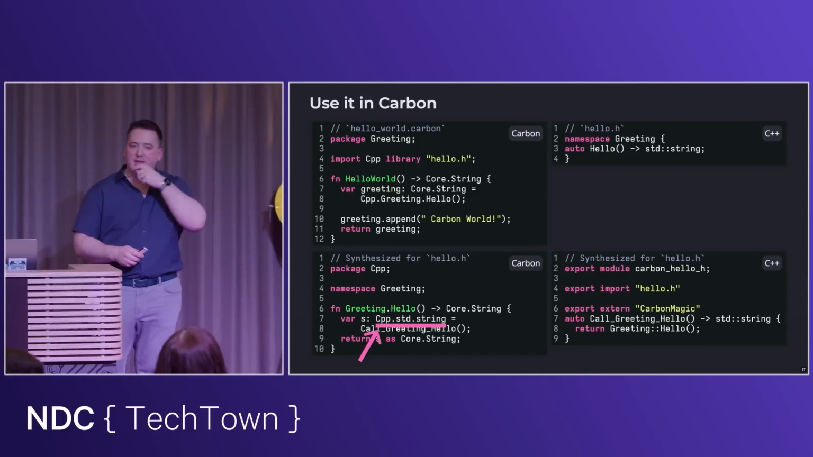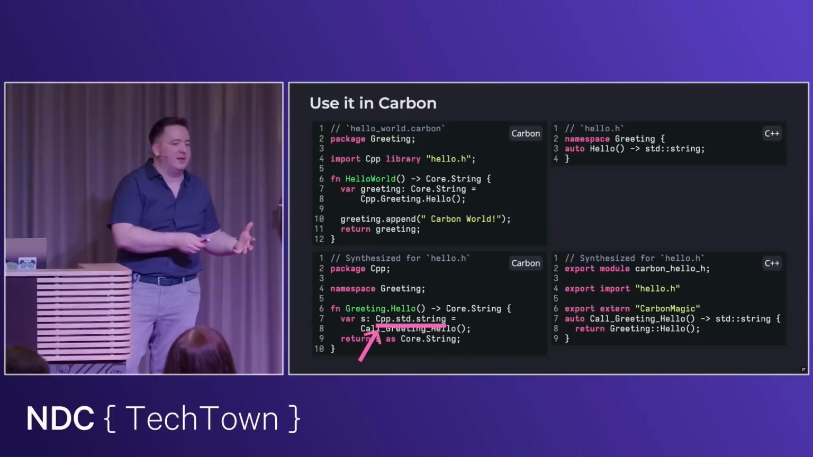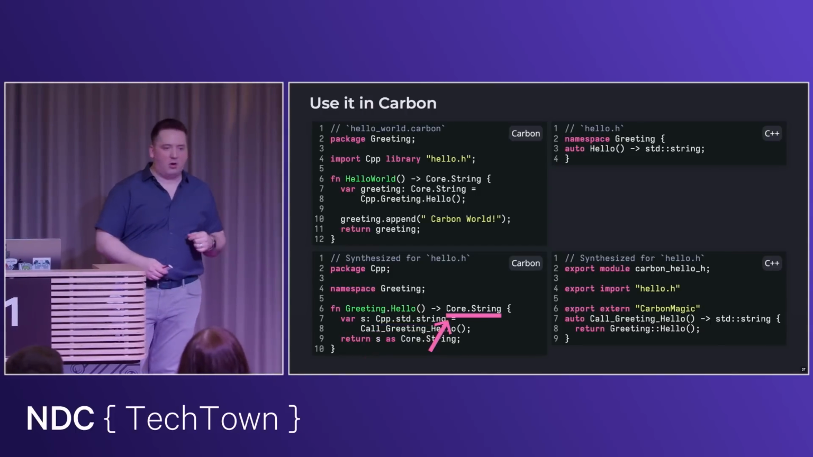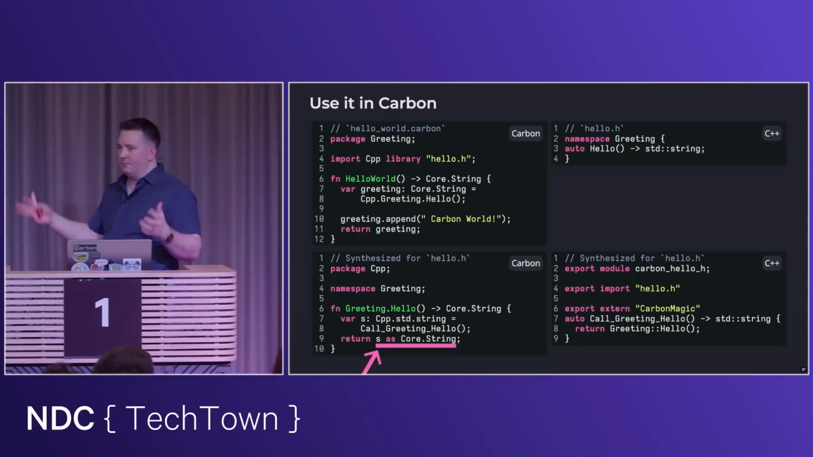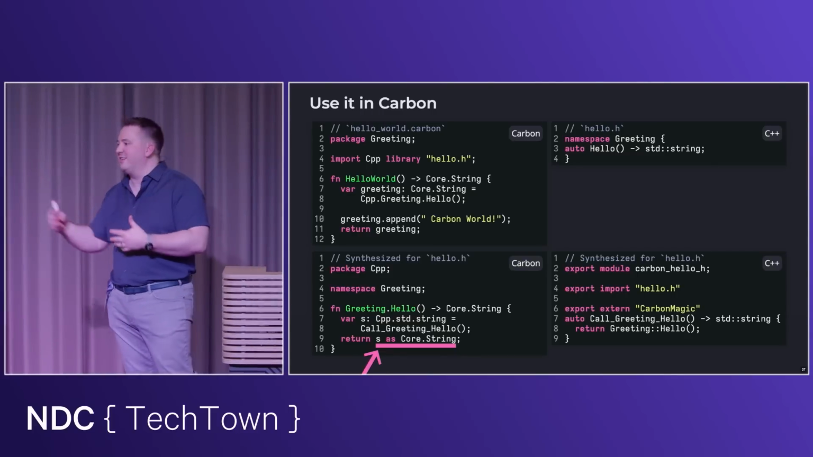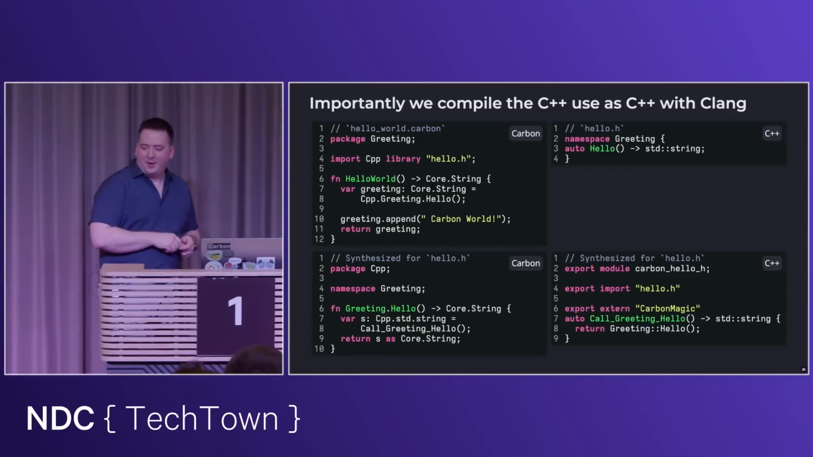And so there's one other thing here. We had that type mapping. We actually have to do something to the string to get it back into the right type. We need to get it back into the Carbon string type, and so we have to do a type conversion. We can imagine that the Carbon string type is hopefully built to be nicely convertible back and forth with C++'s string type.